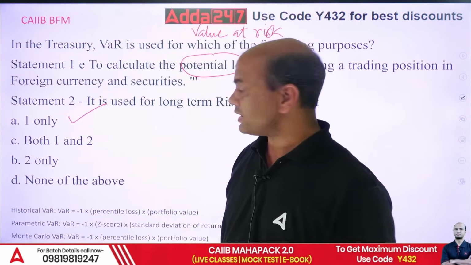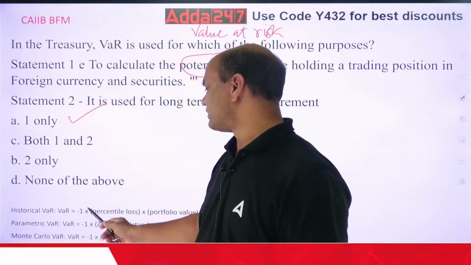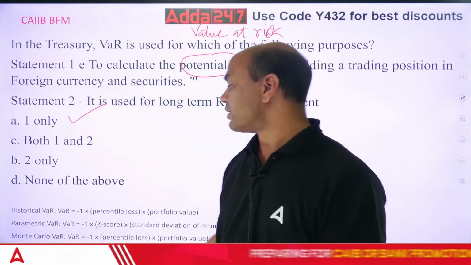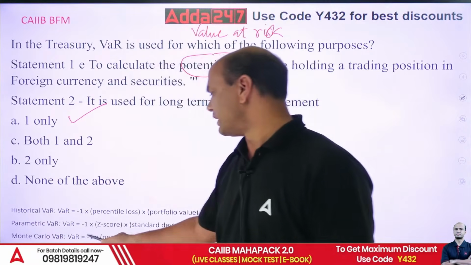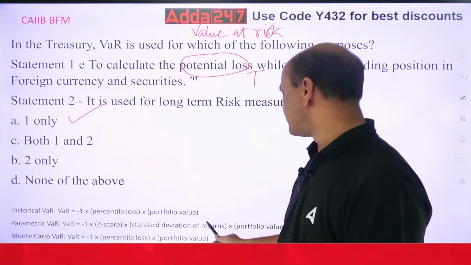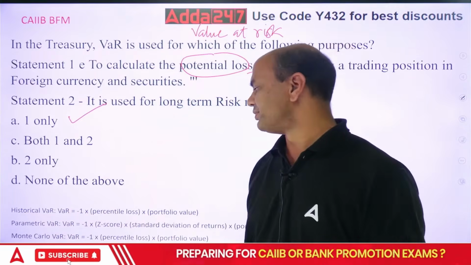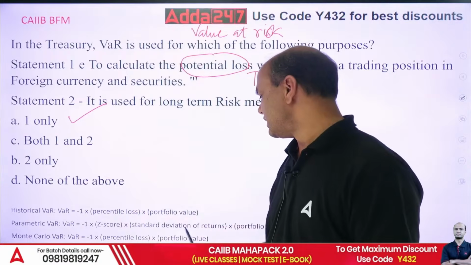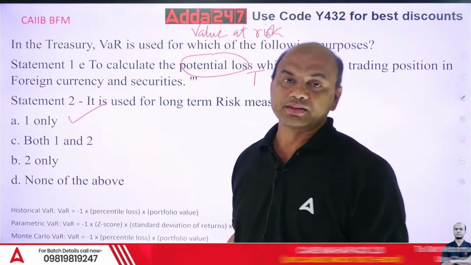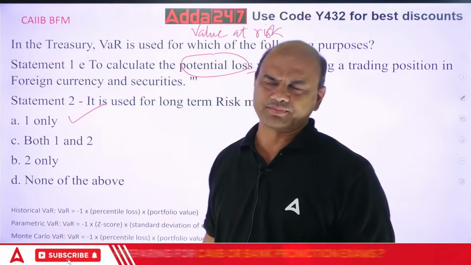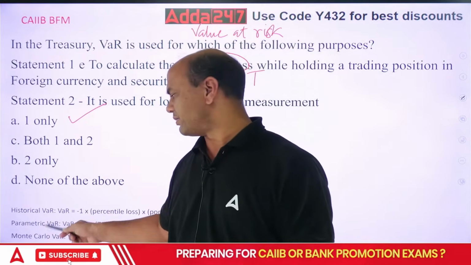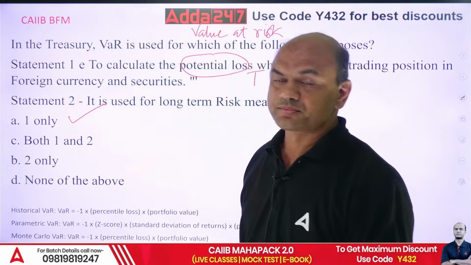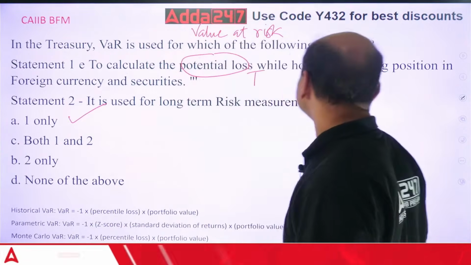Kindly note. Historical VAR is given by -1 into percentile loss into portfolio value. Parametric VAR is given by -1 into Z-score into standard deviation into portfolio. And Monte Carlo is given by -1 into percentile loss into portfolio value. These are the 3, at least the names you remember. Historical, parametric, and Monte Carlo. These are the 3 types of VARs. Got it? So, let's move on.